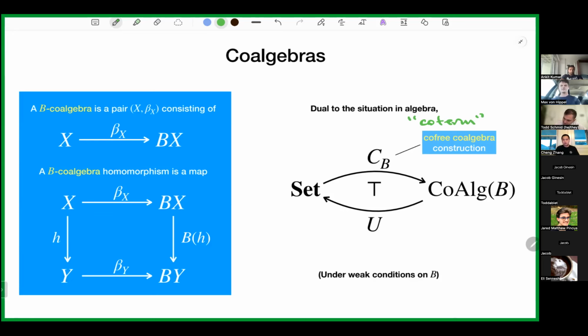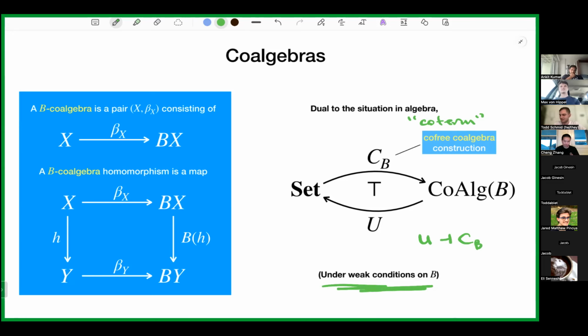So to write this in a line, we have that now the forgetful functor is actually the left adjoint instead of being the right adjoint like in algebra. Okay, I've put this ominous caveat, under weak conditions on B, for all of the examples that I talked about.